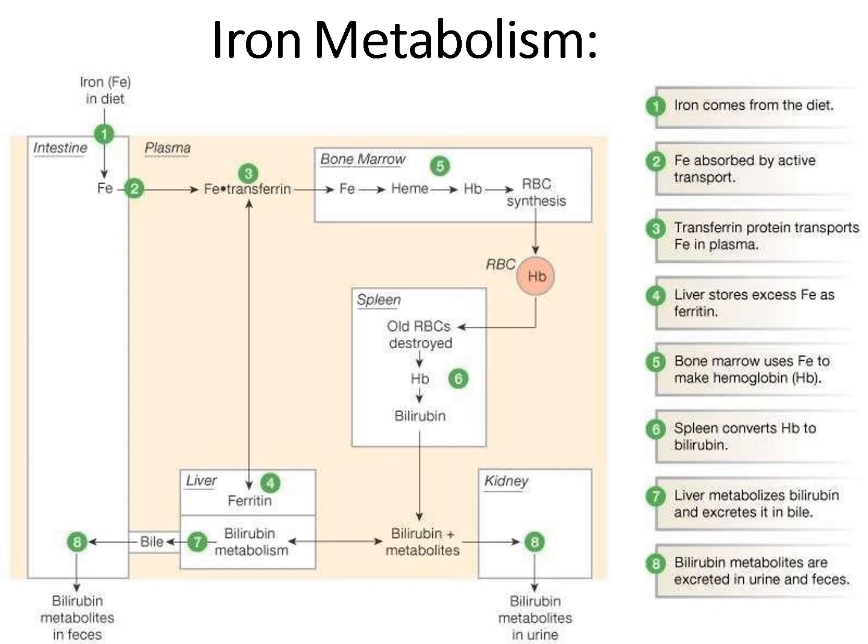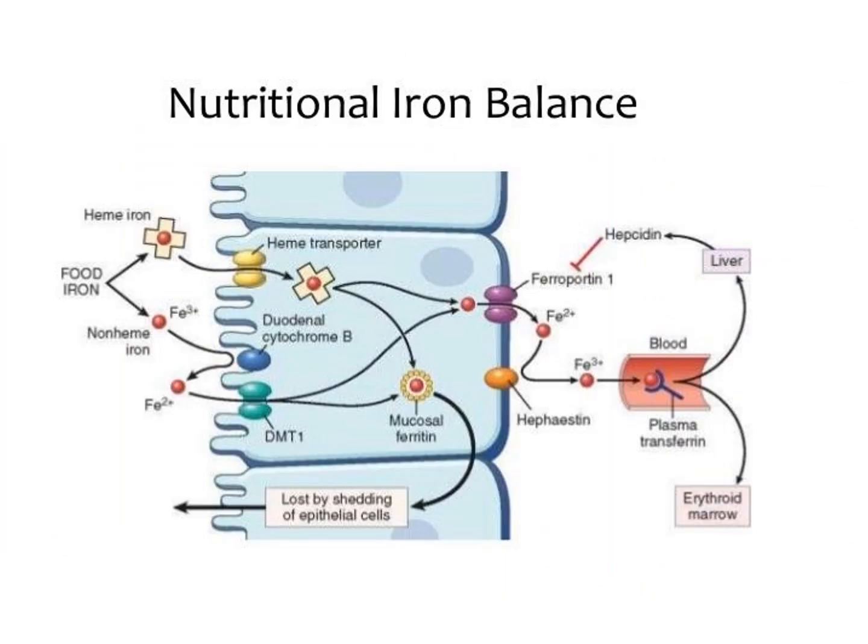A diagrammatical presentation of iron metabolism is given below, in which we can see that iron comes from the diet. Ferrous iron is absorbed by active transport. Transferrin protein transports ferrous iron in the plasma. Liver stores excess ferrous iron as ferritin. Bone marrow uses ferrous iron to make hemoglobin. Spleen converts hemoglobin to bilirubin. Liver metabolizes bilirubin and it is excreted in the bile. Bilirubin metabolites are excreted in urine and feces. A diagram showing nutritional iron balance is given below.